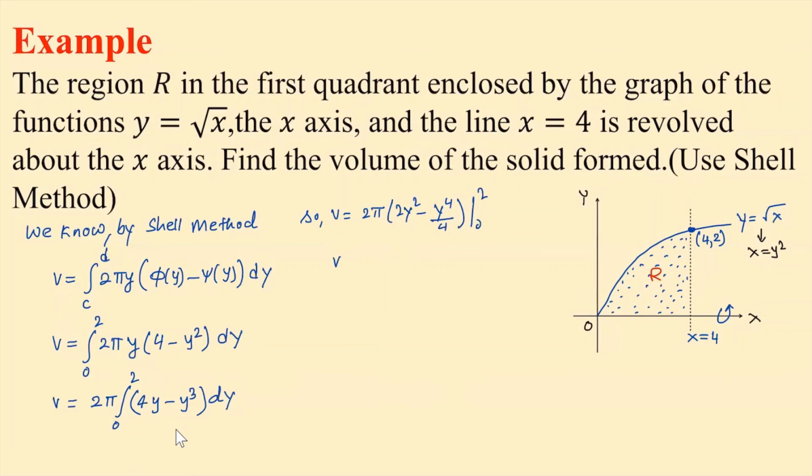The volume is equal to, if we plug in the upper limit 2, then it will be 2 squared times 4, which is 8, minus, if I plug in 2 here, 2 to the 4 is 16, 16 divided by 4 is 4. Then minus, if we plug in the lower limit, this will be 0 and this will be 0, meaning everything in the parentheses will be 0. 0 times 2 pi is 0. So we get volume equal to 8 minus 4, which is 4. 4 times 2 is 8. So that is equal to 8 pi cubic units.